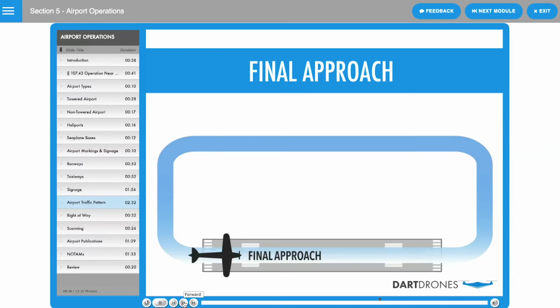A standard right-hand traffic pattern is simply the mirror image of this pattern, with turns oriented to the right. Having a baseline understanding of these traffic patterns will be important if you do any operations within the vicinity of an airport. If you can anticipate where aircraft will be flying, you'll be far better equipped to avoid interfering with their operations.